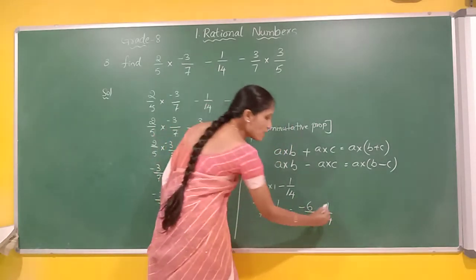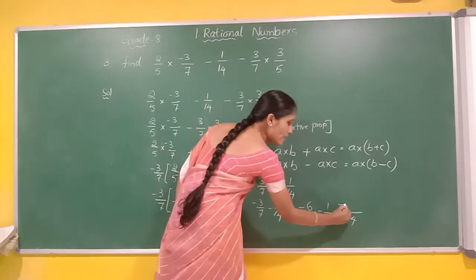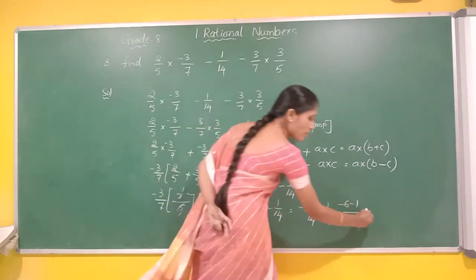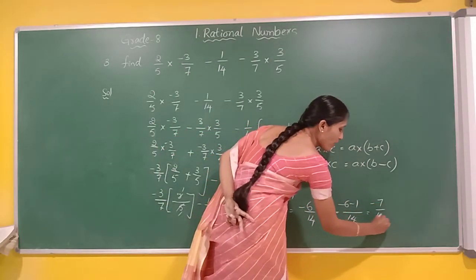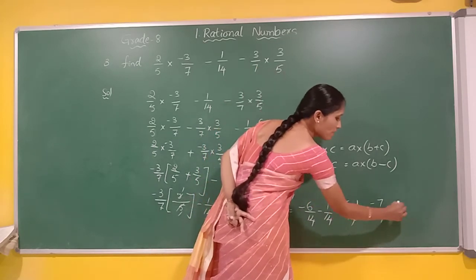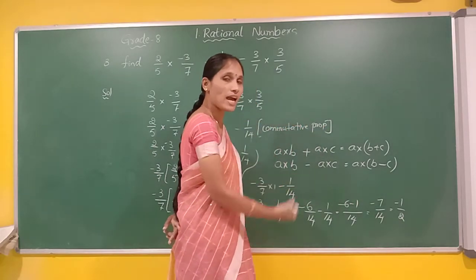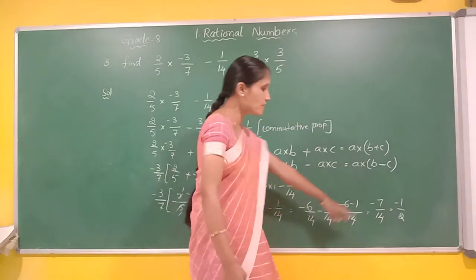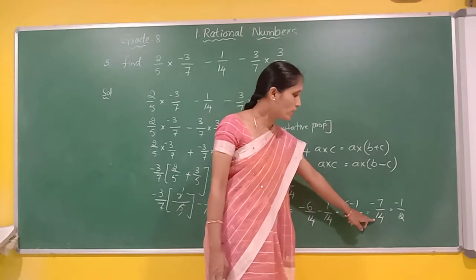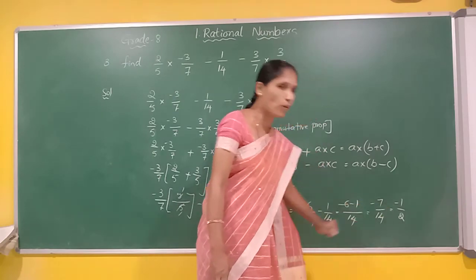Now the denominators are equal. Write the common denominator and add the numerators, that is minus 6 and minus 1. That sum equals minus 7 by 14. The simplest form of minus 7 by 14 is minus 1 by 2. How? Divide by 7, the common factor of these two numbers. 7 ones are 7 and 7 twos are 14.